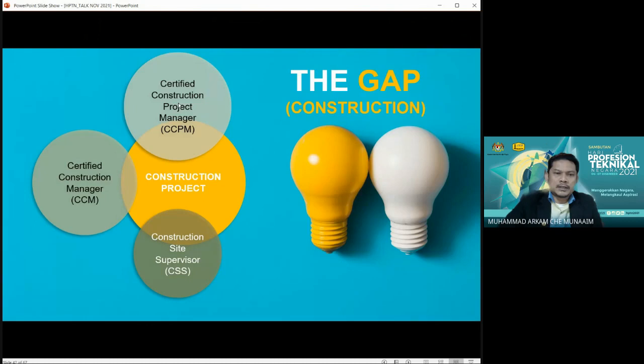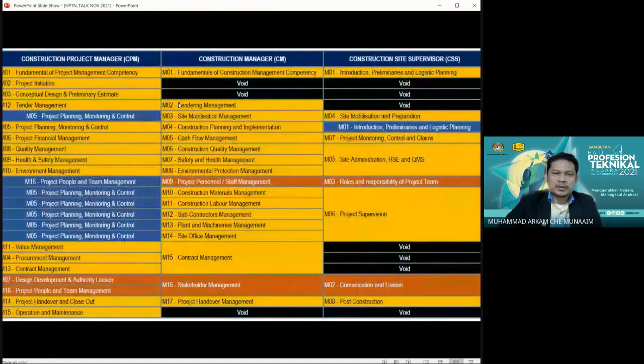Okay, I want to touch a little bit on this. For example, from the module names, construction site supervisor has 8 modules: module 1, module 2, module 3, module 4, module 5, module 6, module 7, module 8. The construction manager has about 17 modules. And CCPM has about 16 modules altogether, now become 17.